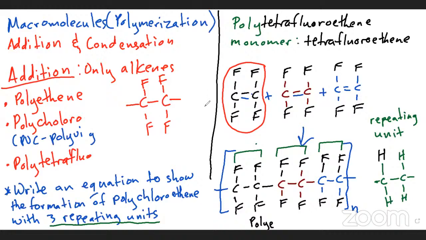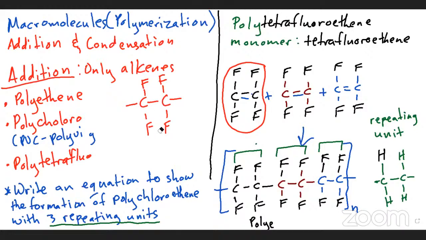Can you just do that again, please? Sure. All right, so quickly. This is your monomer. To get your repeating unit, you break the double bond. You put a line in front and a line behind it, and that is it. And you do this for chloroethene and ethene as well.